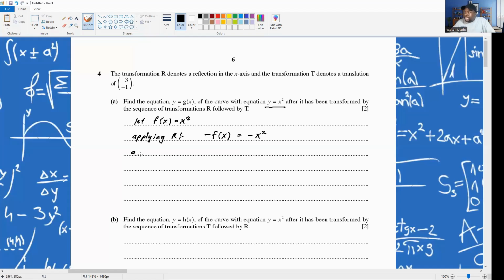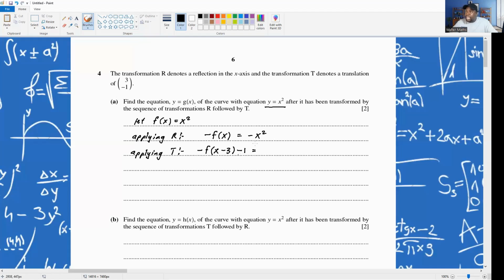Then applying the transformation T. T is a translation of 3, which means 3 units in the positive x, and minus 1, which means minus 1 unit in the y-axis. So in function notation, we still have the minus f, and inside the bracket, we'll be having the x, and to transform by 3 units in the positive, we put minus 3 inside, and minus 1 in the y. Okay, so this is what we have.